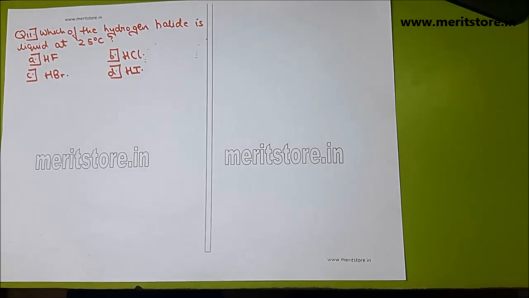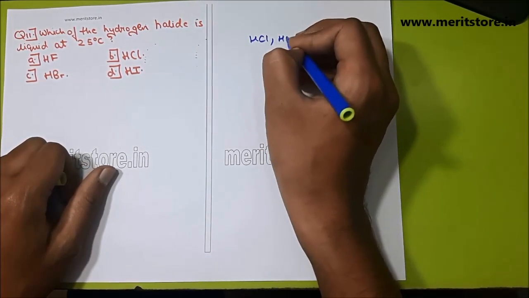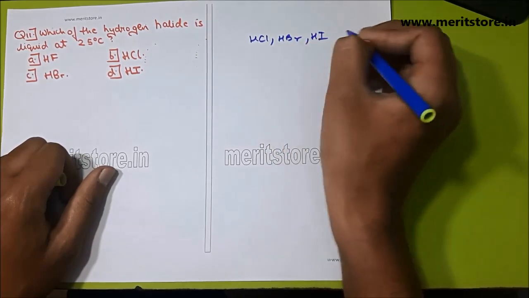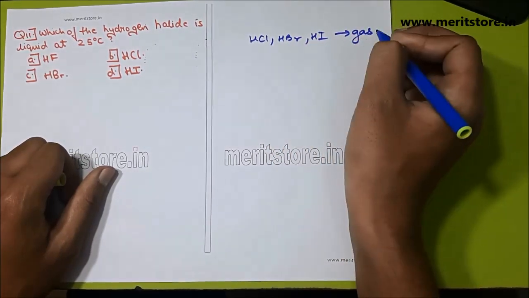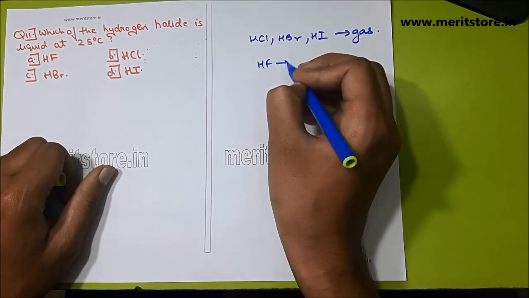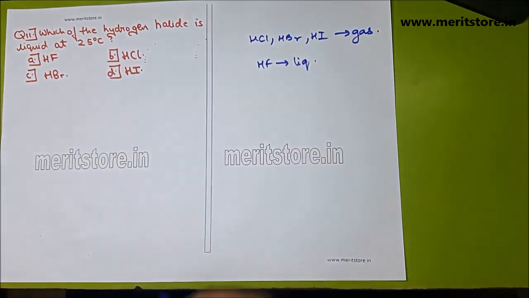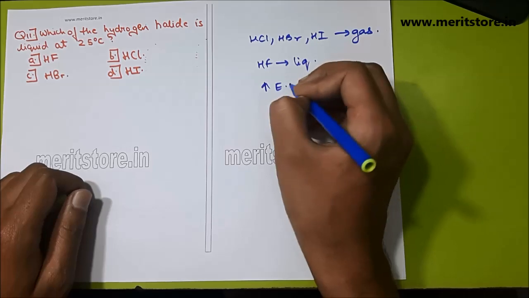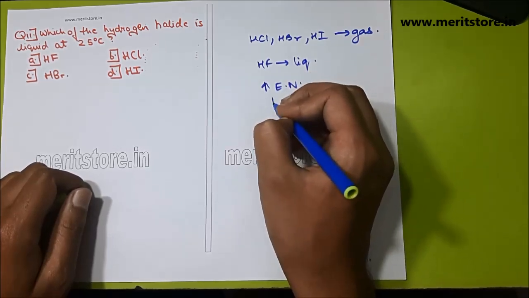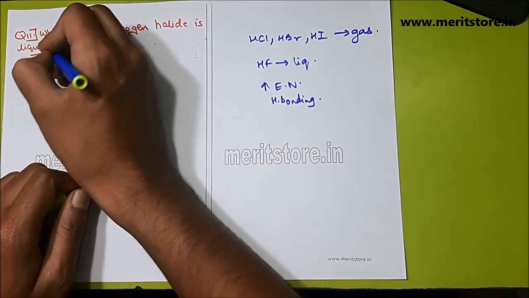Number 11. Which of the hydrogen halides is liquid at 25 degrees Celsius? A, HF, B, HCl, C, HBr, D, HI. Of all these, HCl, HBr and HI are in gaseous form at room temperature or 25 degrees Celsius, while HF is in liquid state, because fluorine has high electronegativity and extensive hydrogen bonding. So option A is the correct option.